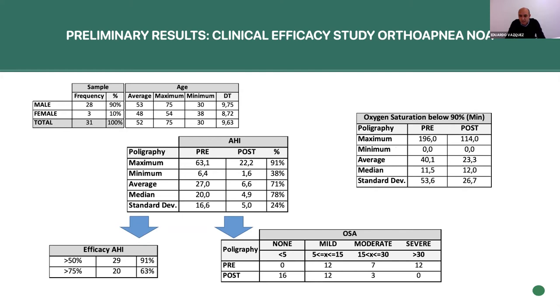We had 7 patients with moderate sleep apnea, and we had 12 patients with severe sleep apnea. In the post-polygraphic study, we could see that we had no patients with severe sleep apnea, only 3 patients with moderate sleep apnea, and 12 patients with mild sleep apnea, and 16 patients had no apnea hypopnea index lower than 5. Also, very promising data regarding the oxygen saturation features. So you can see that the NOA is a promising device in this sense, with a high degree of efficacy for the treatment of obstructive sleep apnea.